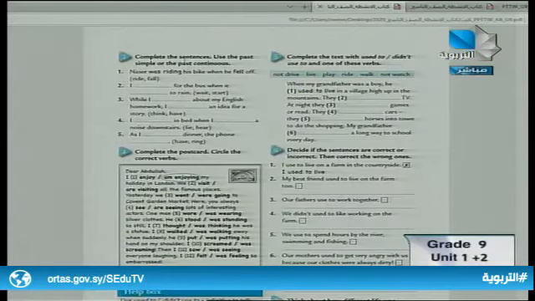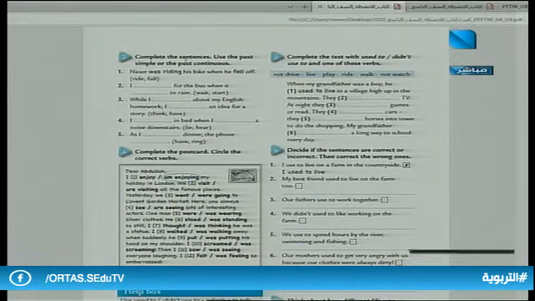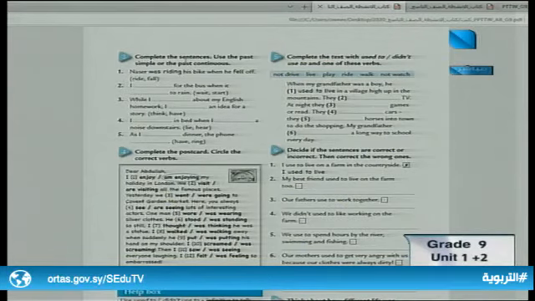Number 2, I have 2 verbs, wait and start. So the sentence becomes, I was waiting for the bus when it started to rain. Remember that the verb start doesn't take a long period of time.